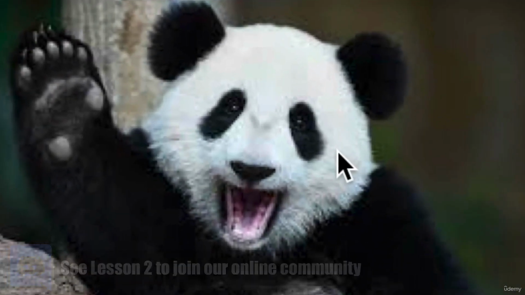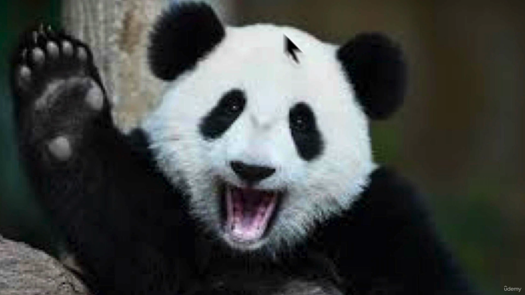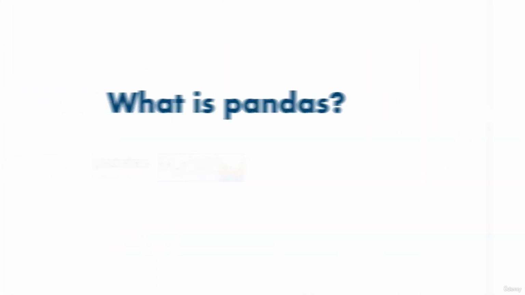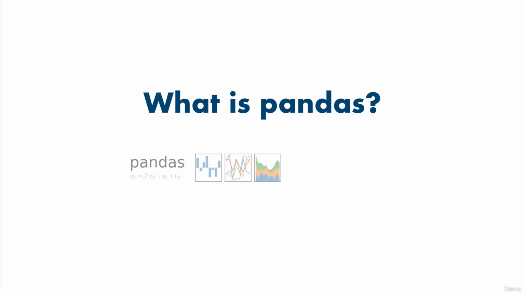Now, the thing about pandas is they've usually got black ears with white face, and some of them have black around their eyes. But in rare cases, you'll get different patterns of black. No, I'm kidding. We're not talking about the animal pandas, but that would be pretty cool. We're talking about the data analysis library pandas.